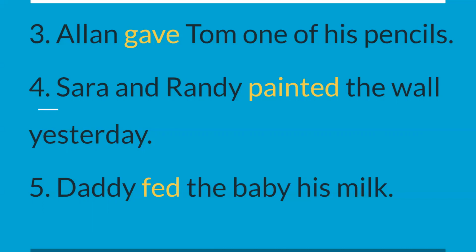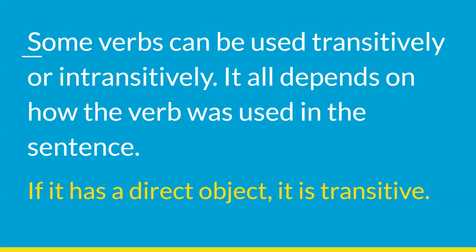And remember, to find a direct object, you ask yourself who or what is receiving the action. Now, some verbs can be used transitively or intransitively. It all depends on how the verb is used in the sentence. So you have to see how the verb is being used in the sentence. If it has a direct object, it is transitive. And remember the questions that you ask yourself, who or what?